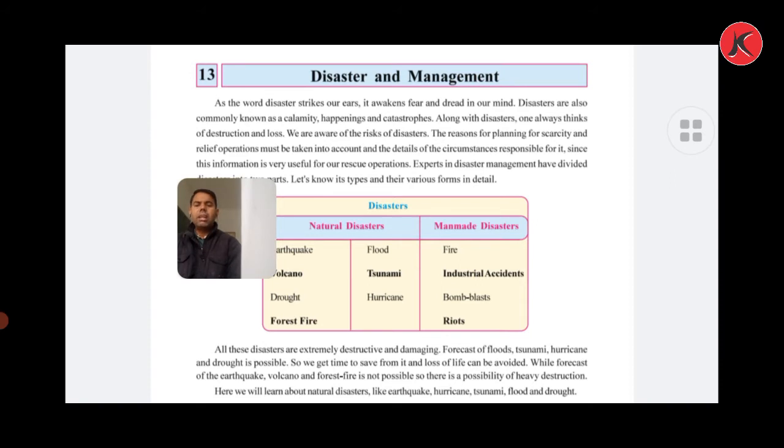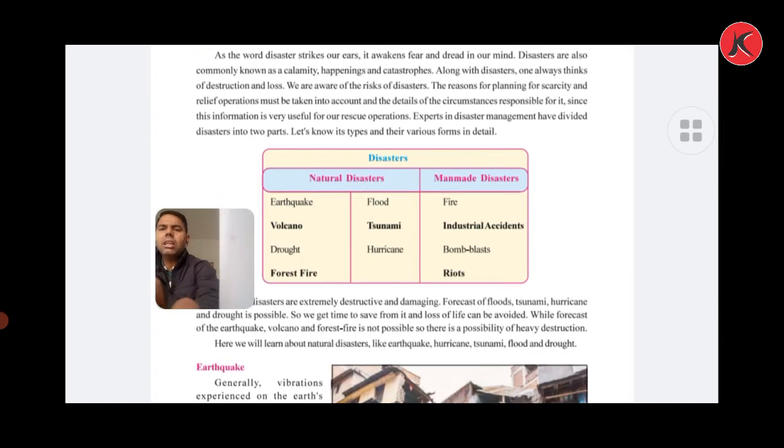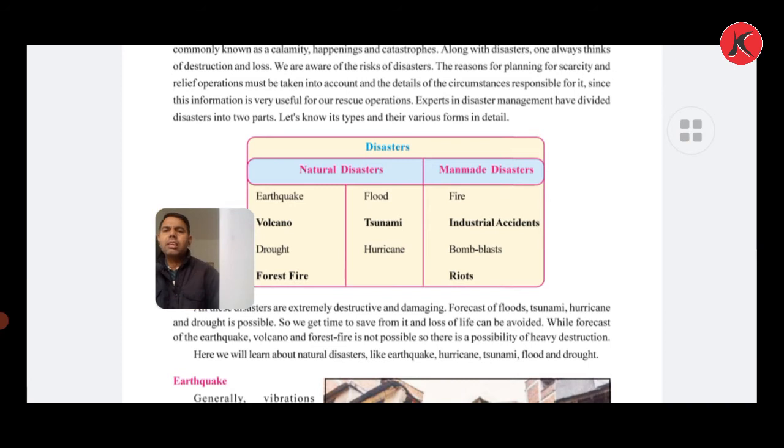We are aware of the risk of disaster. The reason for the planning of scarcity and relief operations must be taken into account, and the details of the circumstances responsible for it. Since the information is very useful for our rescue operations, experts in disaster management have divided the disasters into two parts. Here, students, we can see that the disasters are in two parts. Which two parts are there? The one is natural disasters and the second one is man-made disasters.